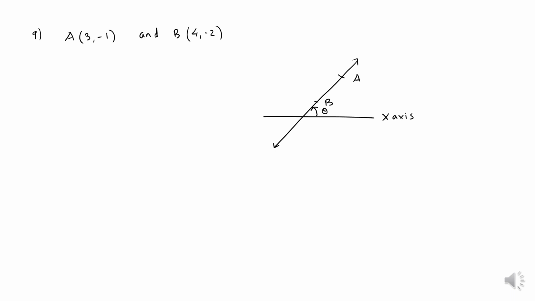So what will I do? First I'll find the slope of AB, and I'll say let the slope of AB be M1. That is (-2 plus 1) upon (4 minus 3). It will be -1. That is, I am getting M1 as -1.